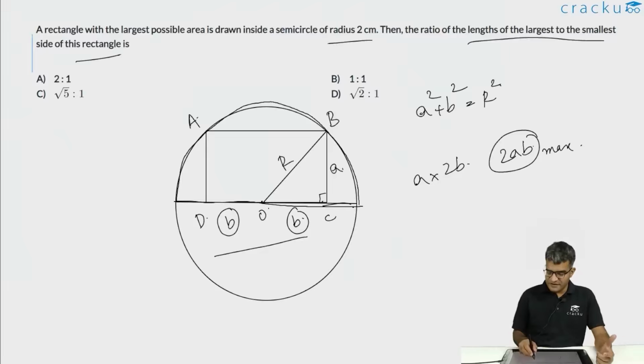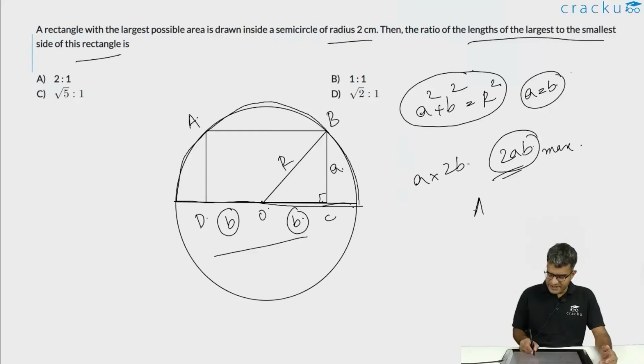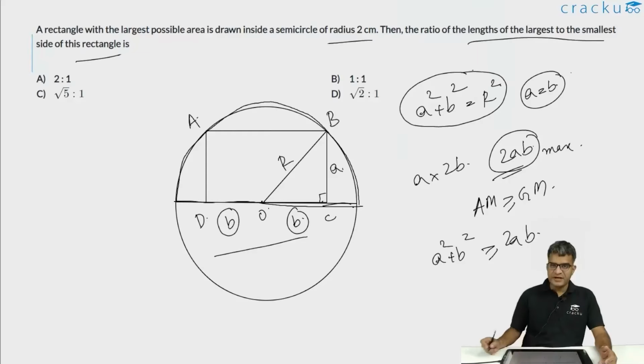And what is the condition we have? We know that a square plus b square is equal to r square, and we are required to maximize 2ab. This would happen only if a is equal to b. How do you know this? We can use the arithmetic mean is greater than or equal to geometric mean, which essentially says that a square plus b square is always greater than or equal to 2ab, and this equality will occur only when a is equal to b. That is, 2ab, which is the area of the rectangle, is always less than or equal to r square, and it will equal r square when a is equal to b. So the area of the rectangle is maximized when a is equal to b.